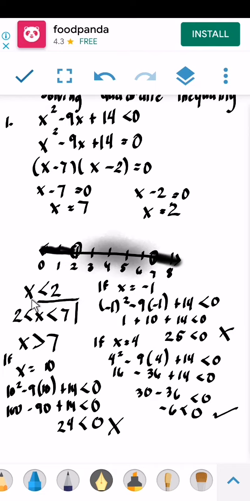Okay, so ang sagot natin or the solutions for this quadratic inequality is this one. Tama? So, x is between 2 and 7. So, we say that the value of your x should be greater than 2 but less than 7. So, these are the only numbers that can make the equation true.